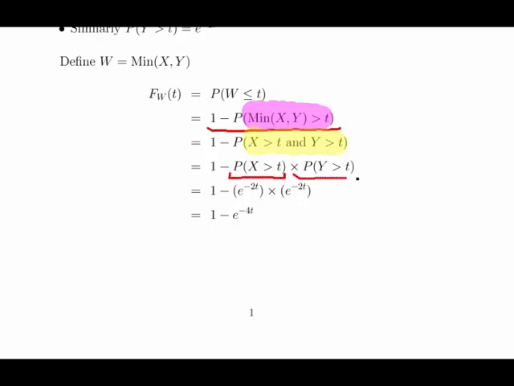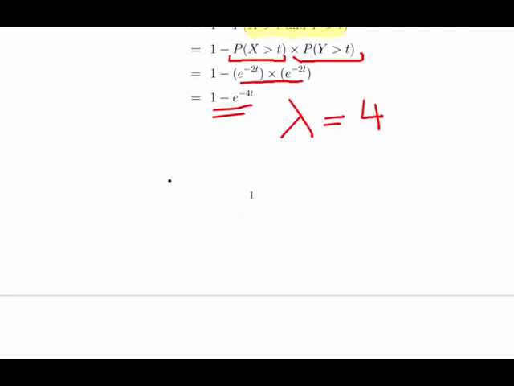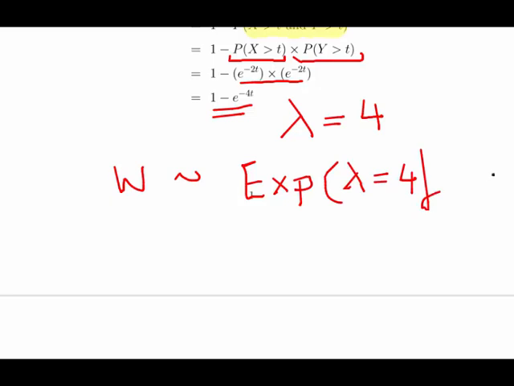So what I have now is 1 minus the probability of x greater than t times the probability of y greater than t. So that is 1 minus e to the minus 2t times e to the minus 2t. Just multiply them out and we get 1 minus e to the minus 4t. That means the rate parameter is 4, and that's an exponential distribution. So w is exponentially distributed with a rate parameter of 4.